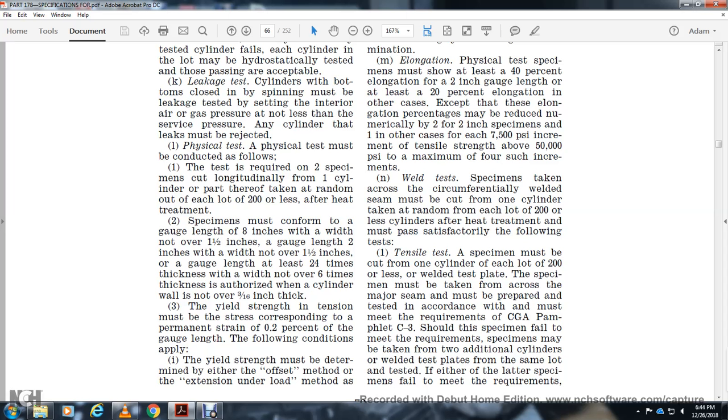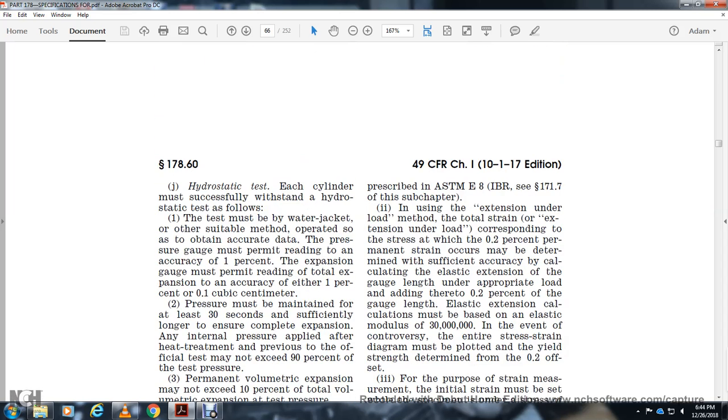Yield strength must be determined by either the offset method or the extension under load method as prescribed in ASTM E8. Using the extension under load method, the total strain corresponding to the strength for 2/10% permanent strain must be determined with sufficient accuracy. The elastic extension of the gauge length is calculated, added to 2/10% of the gauge length. The calculation must be made with an elastic modulus of 30 million. In the event of a controversy, the entire stress-strain diagram must be used, with the yield strength determined at 2/10% offset.